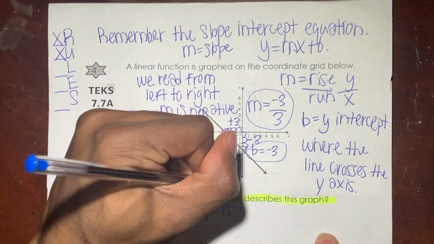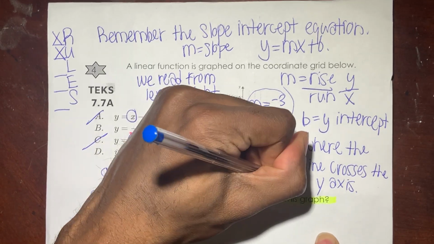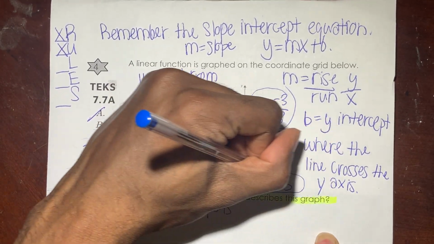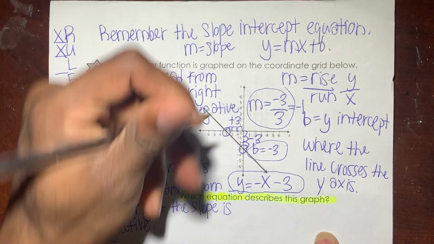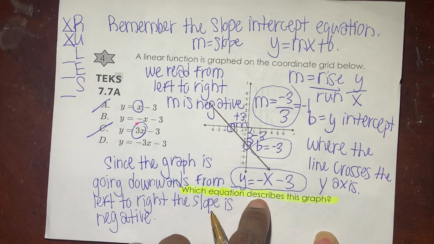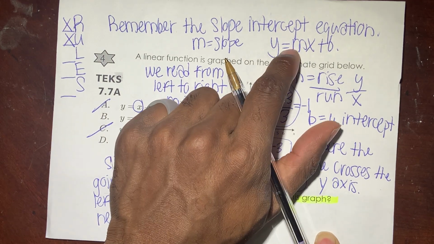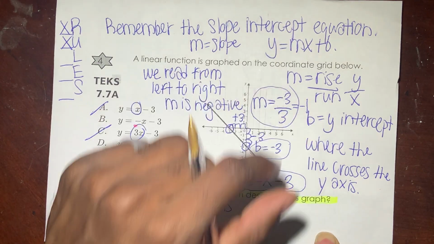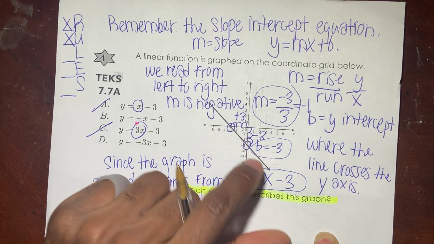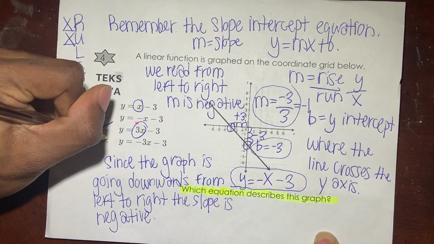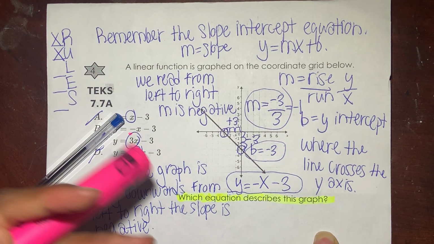So our equation is going to be y is equal to negative x minus 3, because negative 3 over 3 is equal to negative 1. And remember, in the slope-intercept equation, the slope is multiplied by x. If the slope is negative 1, negative 1 times x is negative x, and the y-intercept is negative 3 because the line crosses the y-axis at negative 3. So it's negative x minus 3. It won't be D because the slope is incorrect. The correct answer is B as in boy.